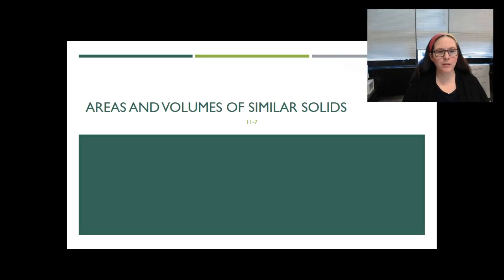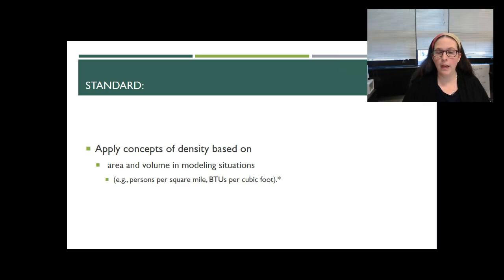Hey guys, we're back today to talk about the areas and volumes of similar solids. I added something new in that I gave you the standard that Miss P had on this assignment in your first slide, just so you can connect that back to where you are in Empower.